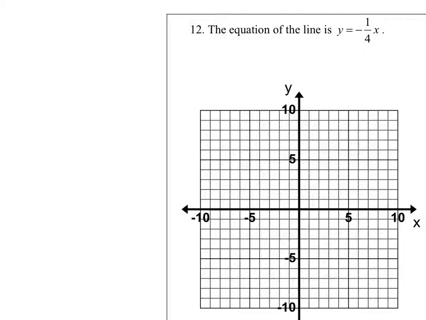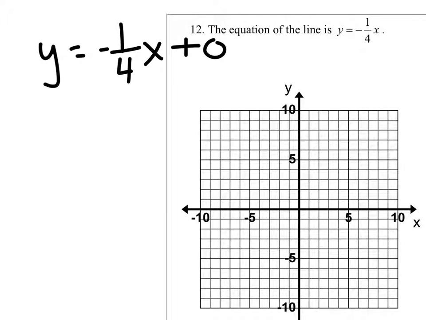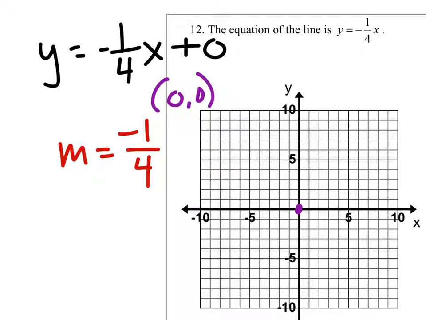So this equation is actually already in slope-intercept form. It just didn't show the y-intercept because it's the additive identity, plus 0. So this puts our y-intercept at 0, 0, which is radical. Now my slope is negative 1/4, so I'm just going to make the 1 negative and the 4 positive.